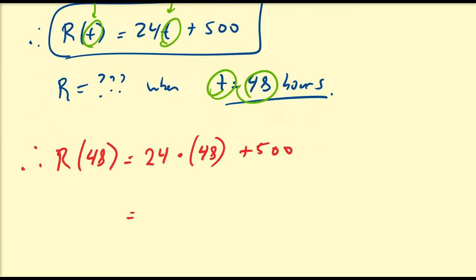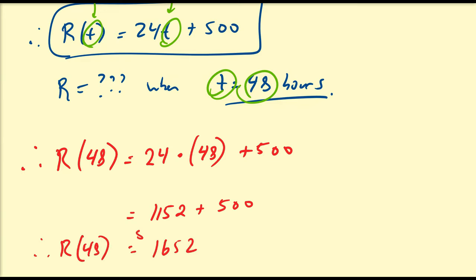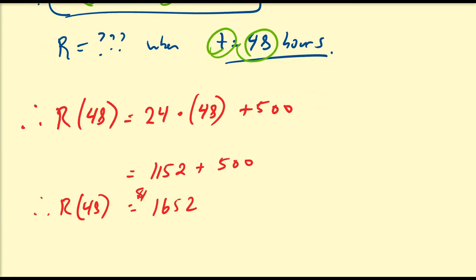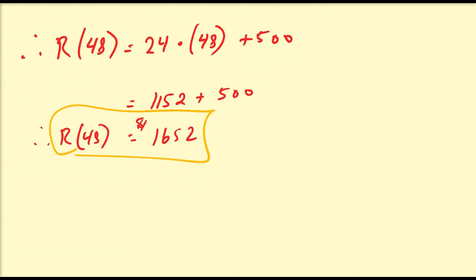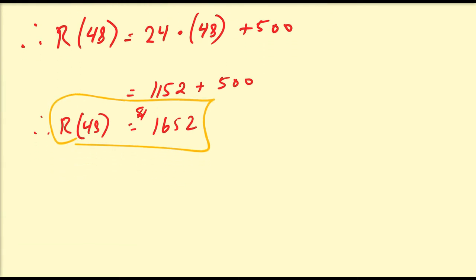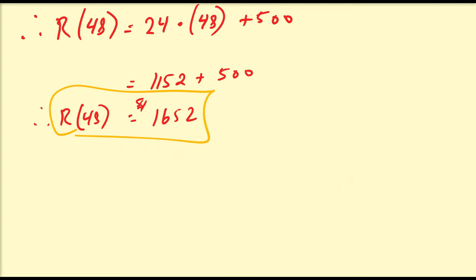So 24 times 48 is going to be 1152 plus 500. So that means r of 48 will be equal to 1652, and this is measured, let's assume, in dollars. So that will be the amount of revenue that we'll have after 48 hours has passed. So that's 500 plus 48 hours of 24 passive revenue. So passive revenue is really nice because you don't have to actively do anything in order to generate that. So the stock market would be a more intricate version of this.